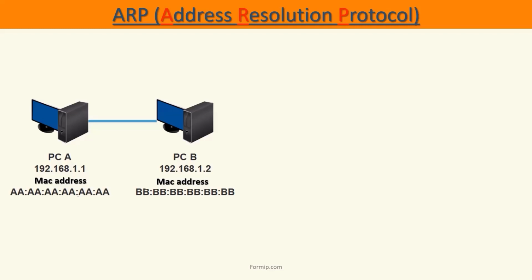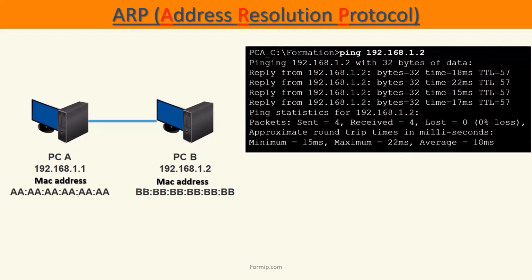Let's launch a ping from PC A to PC B. The ping command uses ICMP, Internet Control Message Protocol, and the IP packet uses the network layer, Layer 3. Our IP packet will therefore have a source IP address of 192.168.1.1 and a destination IP address of 192.168.1.2. The next step is to place our IP packet in an Ethernet frame, which will contain our source MAC address with only A's and our destination MAC address with B's.